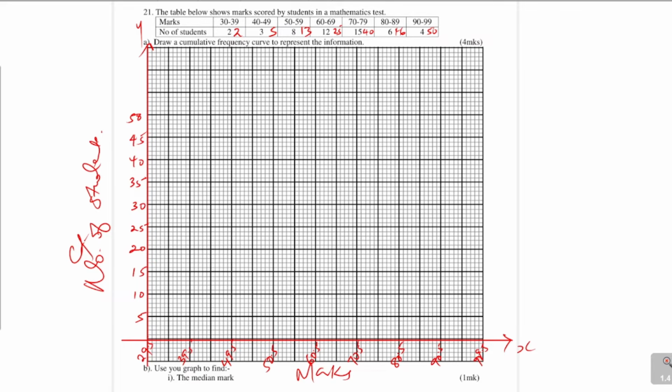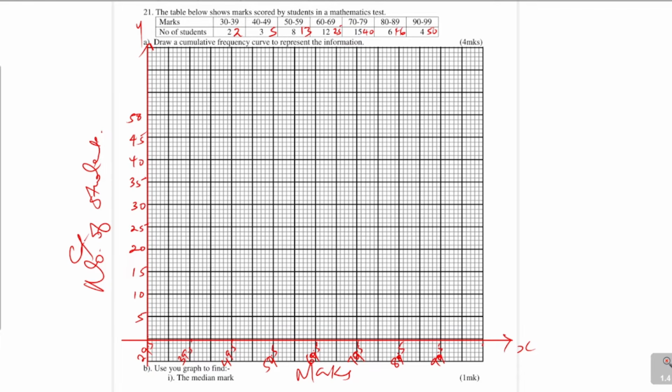So it is quite okay. So 29, 39, 49, 59. This is 59.5, 69.5, 79. I wrote 80.5, but the last one here is supposed to be 99.5. So this is 29.5, 39.5, 49.5, 59.5, 69.5, 79.5. This is 89.5, 99.5 is okay.